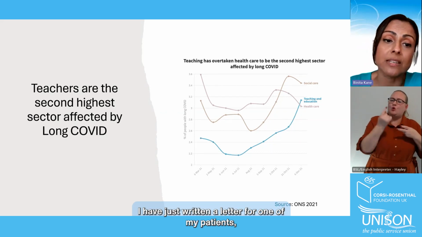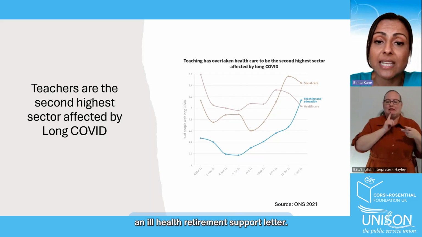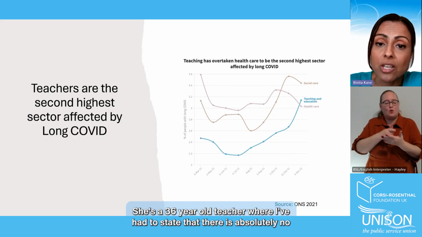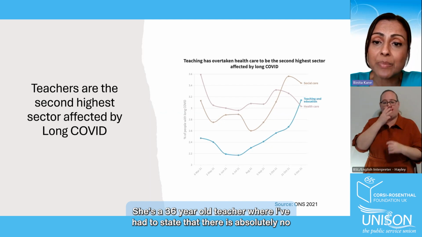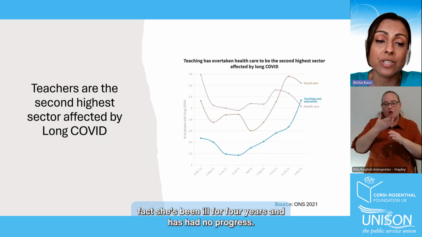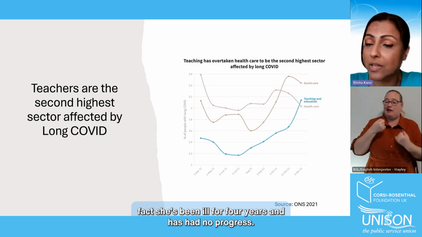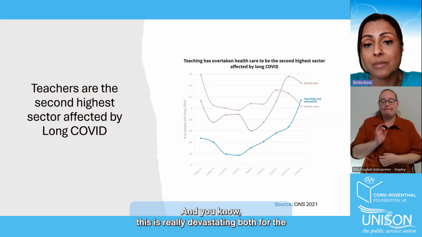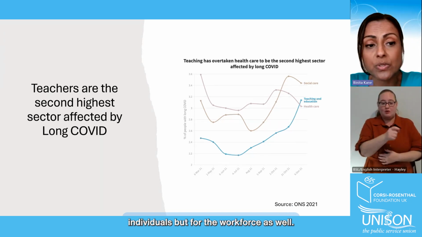I have just written a letter for one of my patients, an ill health retirement support letter. She's a 36-year-old teacher, where I've had to state that there is absolutely no prospect of her ever working as a teacher again before retirement age, due to the fact she's been ill for 4 years and has had no progress. And this is really devastating, both for the individuals, but for the workforce as well.